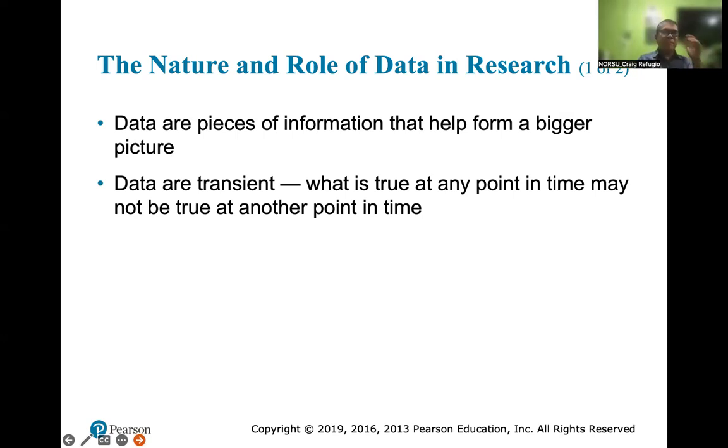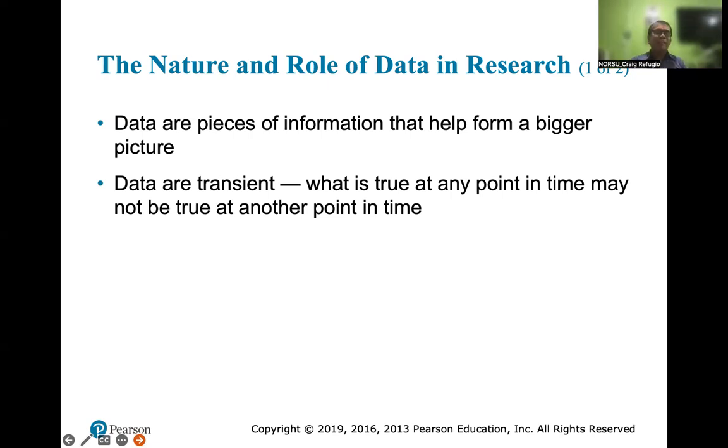Data are transient. What is true at any point in time may not be true at another point in time. That's why when we are going to have a dissertation, a thesis, or maybe a research, we need to have a shorter period of time. Because if that is actually collected a long time ago, then at the time of the analysis, the data are no longer the same as when you collected that data in January or in February.